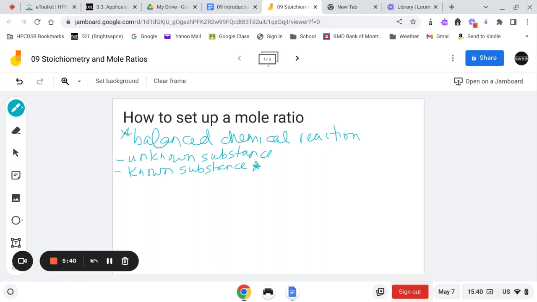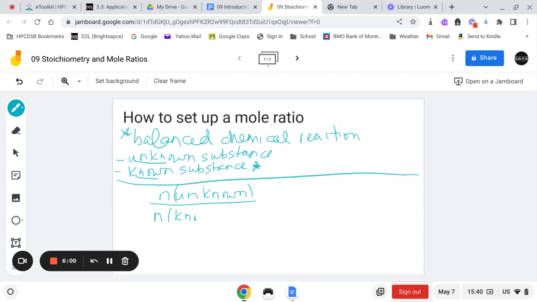So when we set up a mole ratio, we have to take this unknown and known substance and set it up in a way that will allow us to calculate what we need. So we always figure out the moles of the unknown substance, and we compare that to the moles of the known substance. And then we equate that on the other side of our ratio in a similar way.